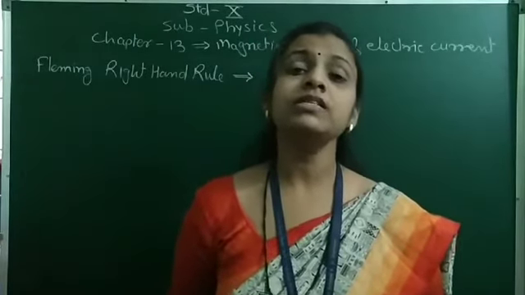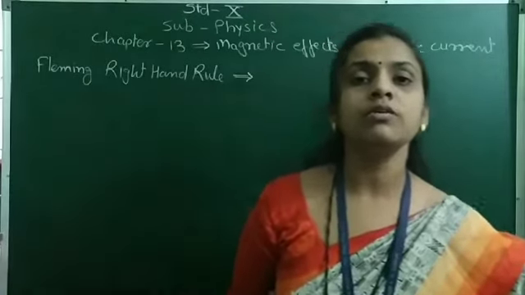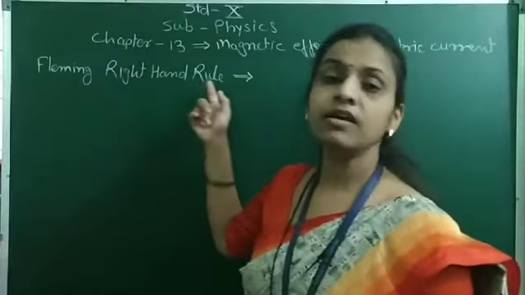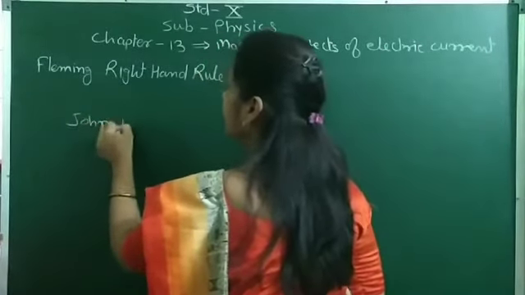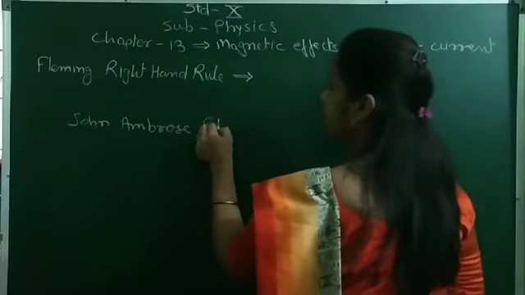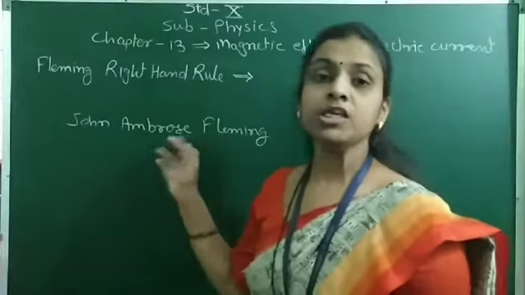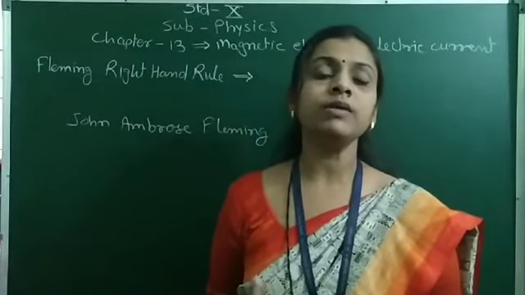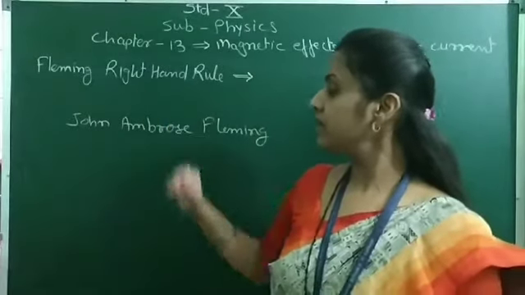But what is the direction of that induced current? The direction of induced current was given by Fleming right hand rule. Now, John Ambrose Fleming gave two rules. One is the Fleming left hand rule that we have already seen, and another is the Fleming right hand rule.